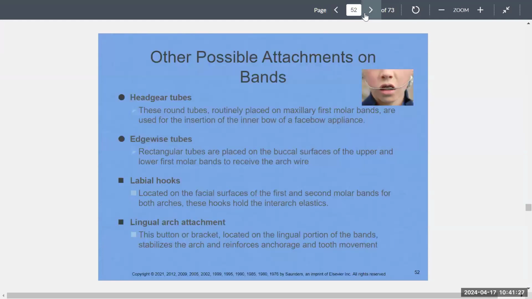Okay. Other possible attachments on those bands, we don't see these that often, but they do exist. You do have headgear tubes. Headgear tubes look like this. They're round tubes and they're placed on the maxillary first molars. And it's like an inner bow of a face bow appliance. Okay. And then you got edgewise tubes, you have labial hooks, and you also have lingual arch attachments.